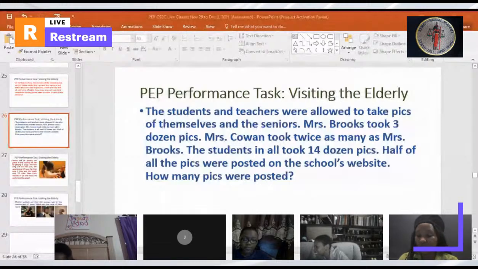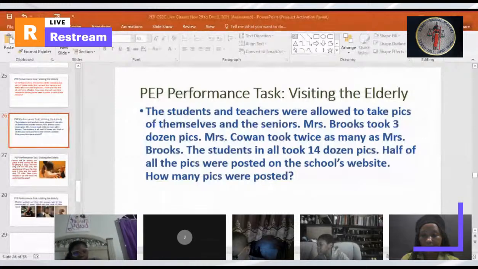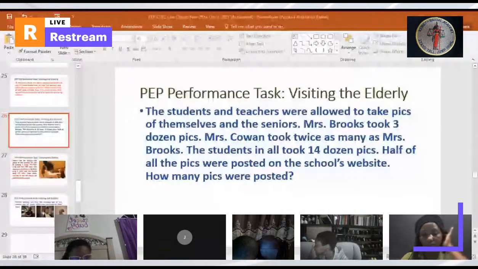Madison, now taking that number to say the number posted was 138. Madison, what was that you did? I divided the number by 2, which was 276 by 2. Why did you divide it by 2? Because it said half of the pictures were posted on the website.